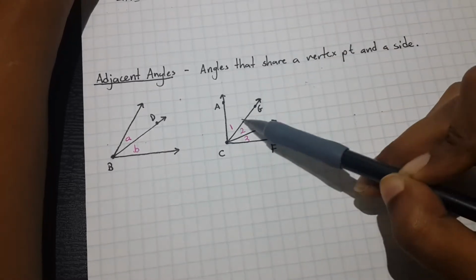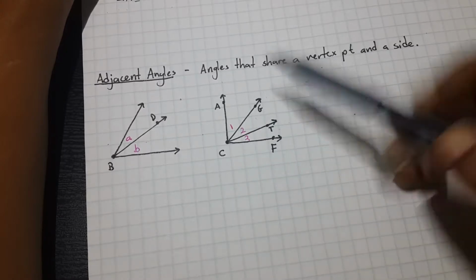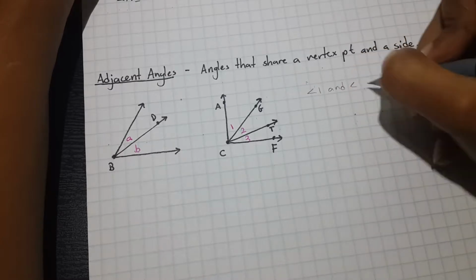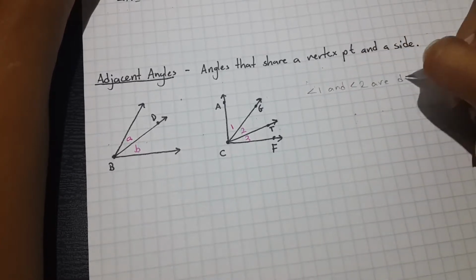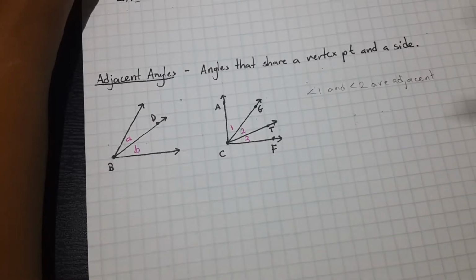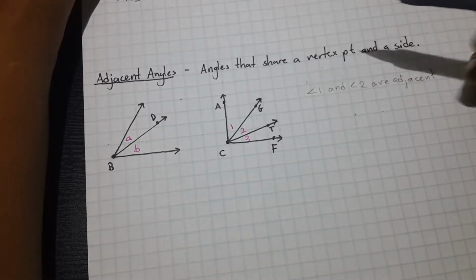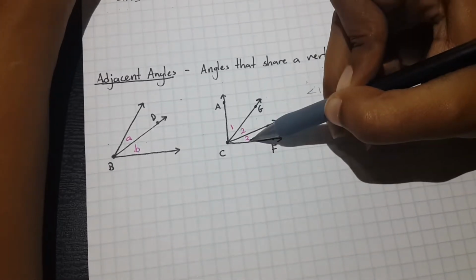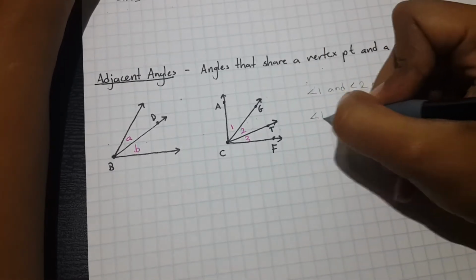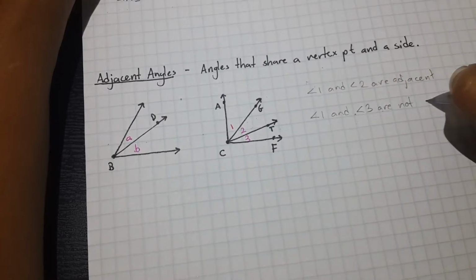So here I see that angle 1 and angle 2 both share vertex point C and side CG. So I can write angle 1 and angle 2 are adjacent, if I wanted to point that out. Now, which angles are not adjacent? Well, clearly the angles that don't share a side, because here all three angles are sharing the vertex point. So I can say angle 1 and angle 3 are not adjacent, because in between is going to be angle 2. So angle 1 and angle 3 are not adjacent.